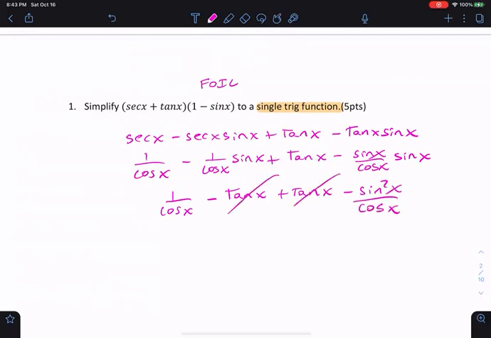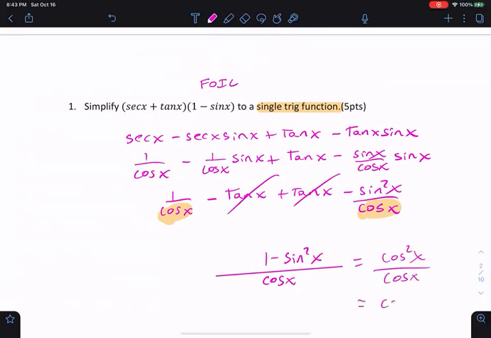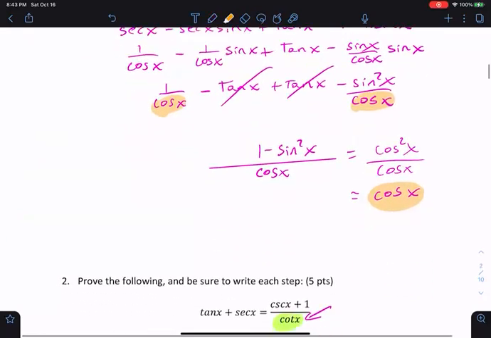Okay, so this cancels. So I have the same denominator here and here. I'm going to make it into one single denominator. This is cosine x, 1 minus sine squared x. This is a Pythagorean identity. This turns out to be cosine squared x over cosine x. So this is going to be cosine x, right? And that's it. You make it into a single trig function, right?